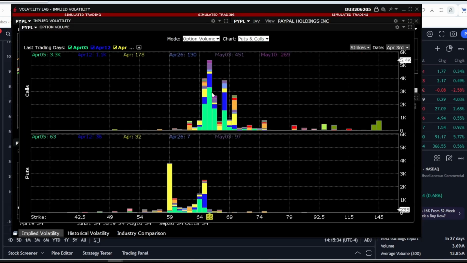Let's look at the strikes and trading volume. We have a very large volume concentrated around the $66 level, as well as $65. These are for calls. For puts, it's $65 and $59. Additionally, we have a large volume concentrated in the nearest weeks. For now, that's the situation.